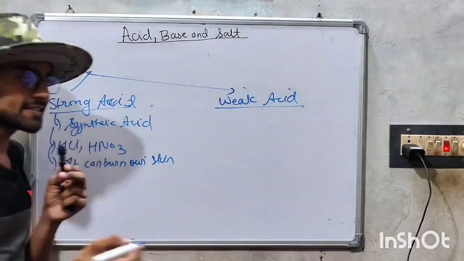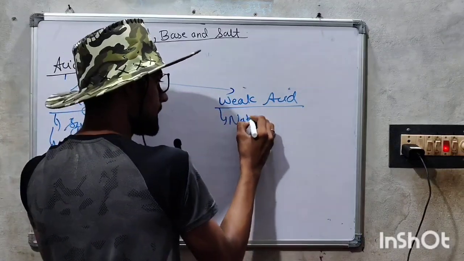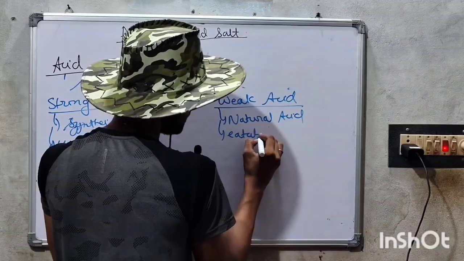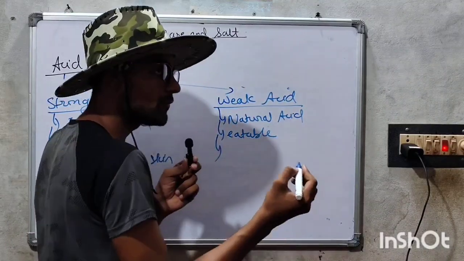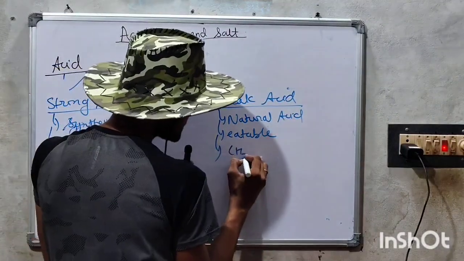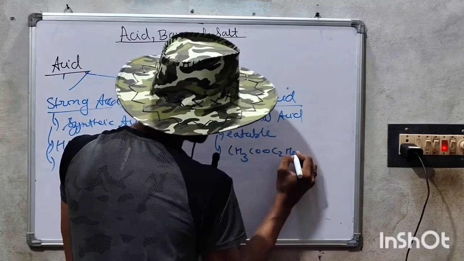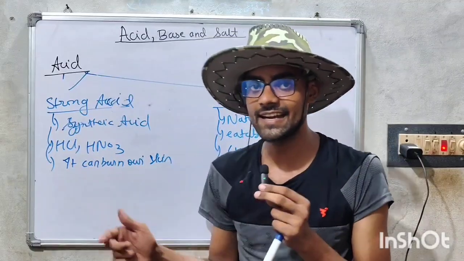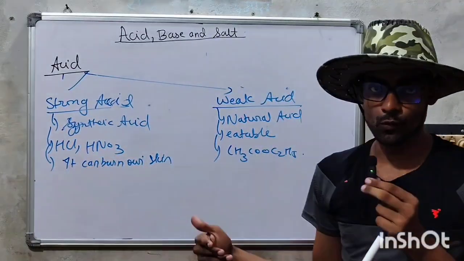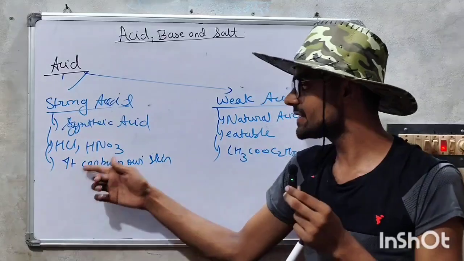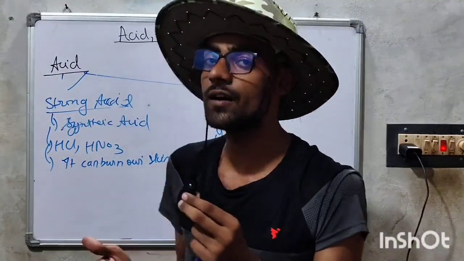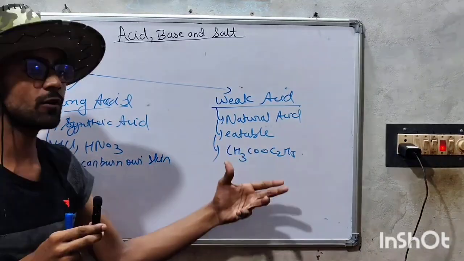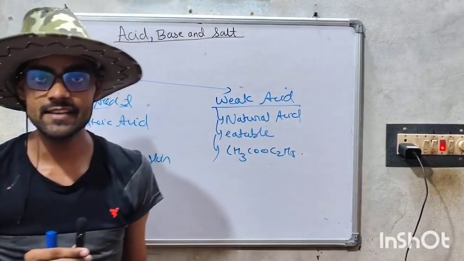And a weak acid is a natural acid; it is edible. If we talk about an example, we can take acetic acid, CH3COOH. So this is about strong acid and weak acid. A strong acid is a synthetic acid, whose examples are hydrochloric acid and nitric acid, and it can burn our skin. And weak acids are natural acids, for example acetic acid, and it is edible.